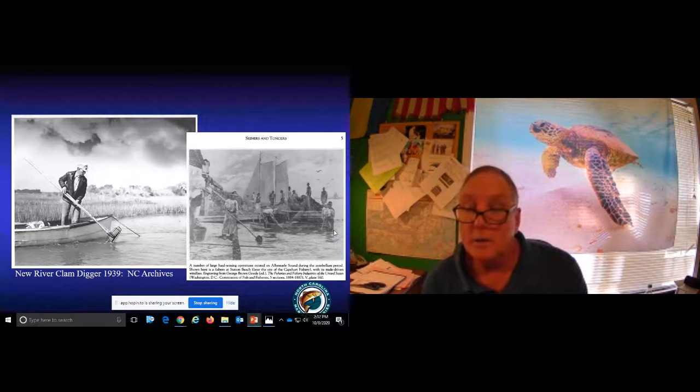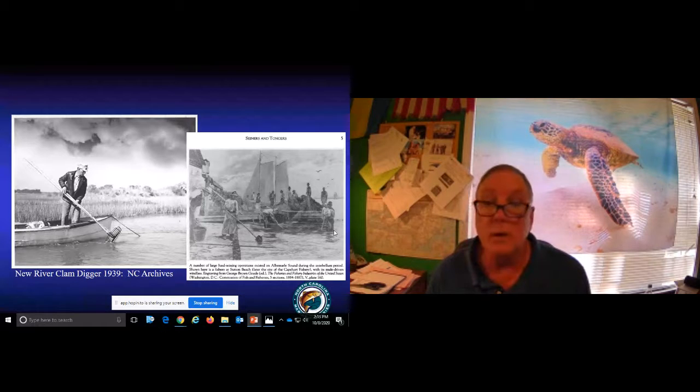And off to the right is an early drawing that appeared in the newspaper of a barge load of oysters that arrived at a wharf. And the young man in the foreground is either using a clam rake or a set of tongs of some sort. So these things have been around a long time. Up until dredges showed up, that's the only way to pick the stuff up.